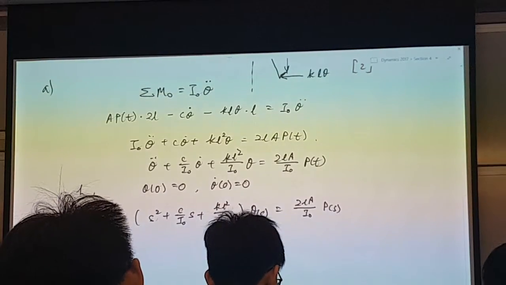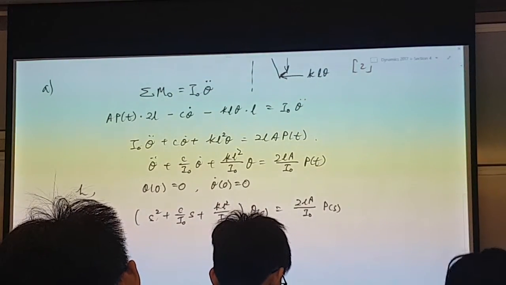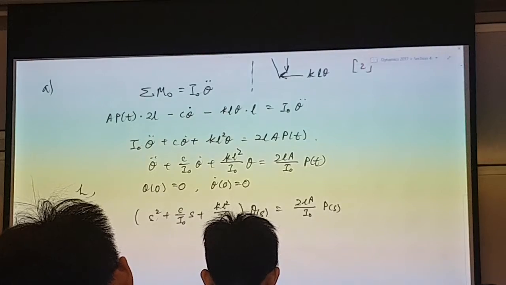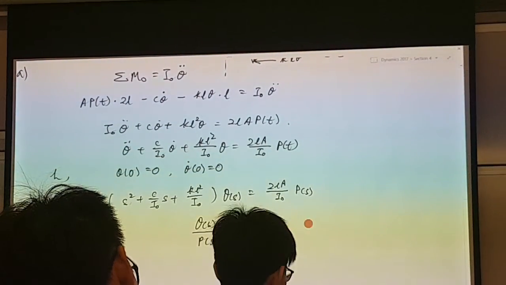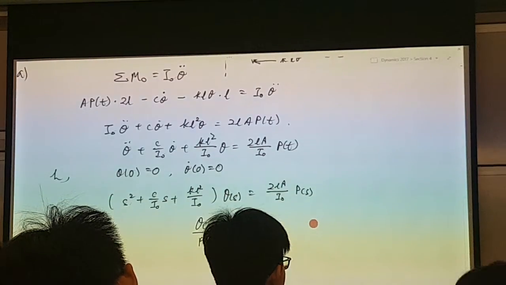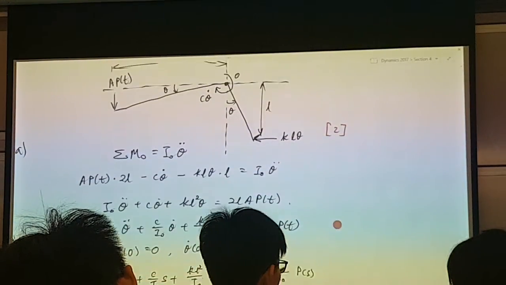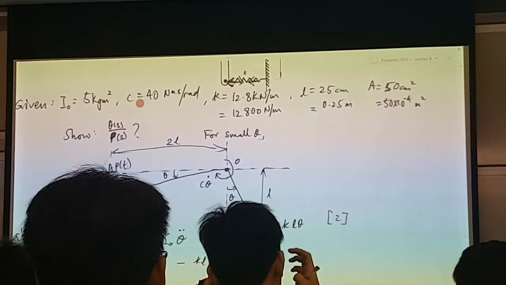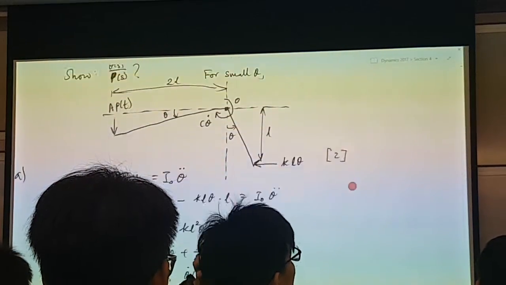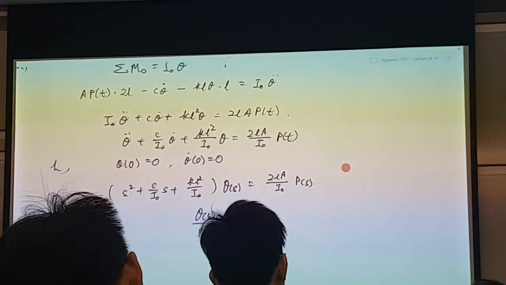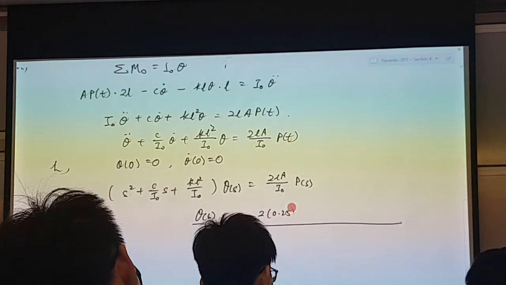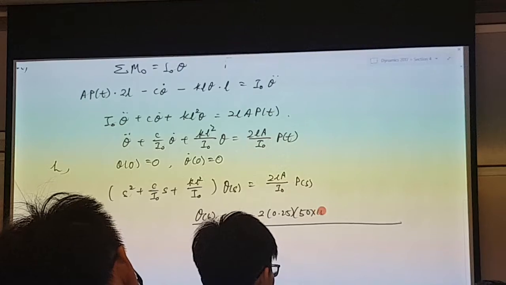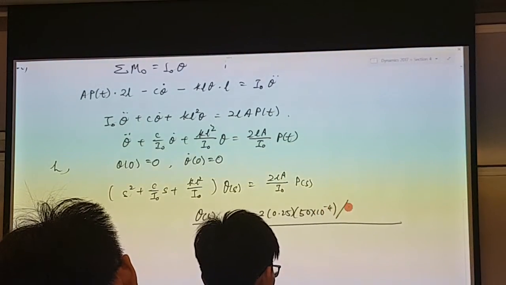So that transfer function, theta S over G S, and then bringing everything to your right hand side and starting to substitute all these even numbers, all these even constants. I'll start to substitute it in. So that's 2, 0.25, 50 times 10 power minus 4 divided by 5.